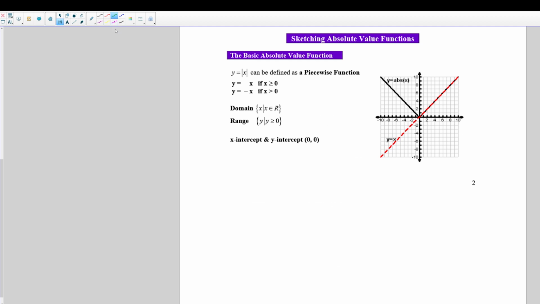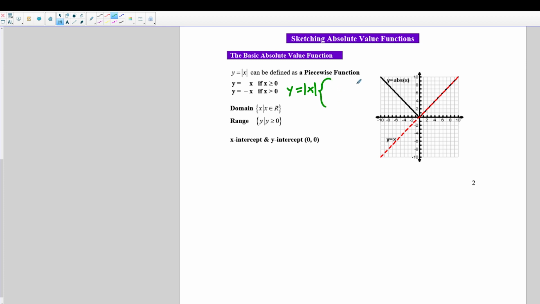So let's move on to sketching absolute value functions, which in my opinion gets pretty fun. But before we do that, let's talk about how we can write the function of an absolute value. If we're looking at y is equal to the absolute value of x, we define this as a piecewise function. So there's actually two pieces to these absolute value functions. Typically, the way that we would write this is y is equal to the absolute value of x, and there's going to be two pieces.